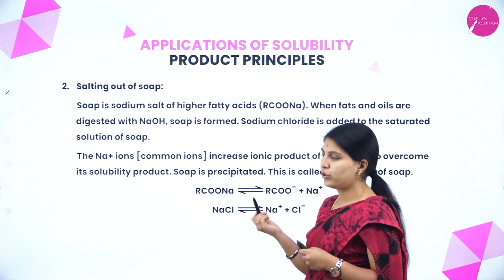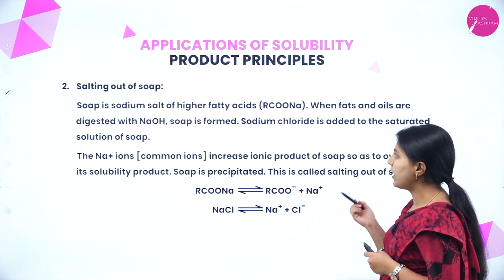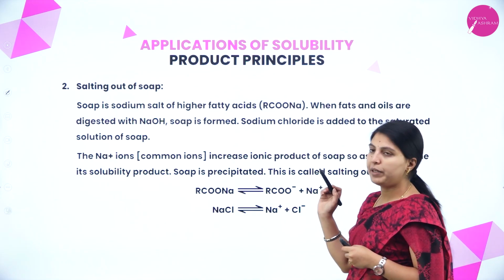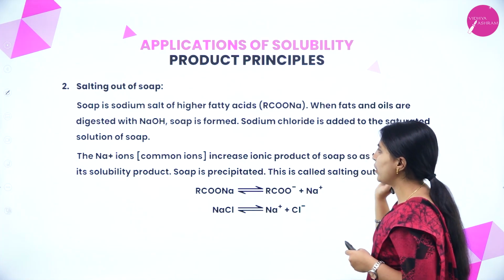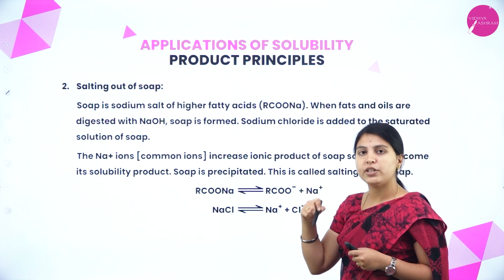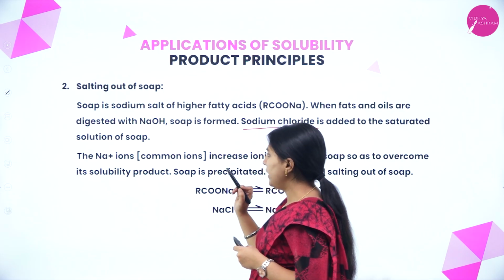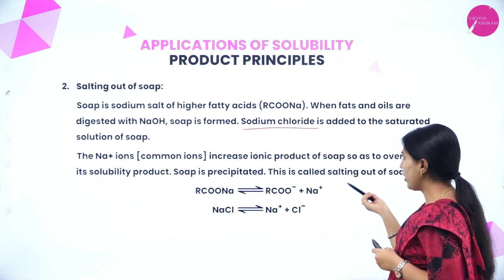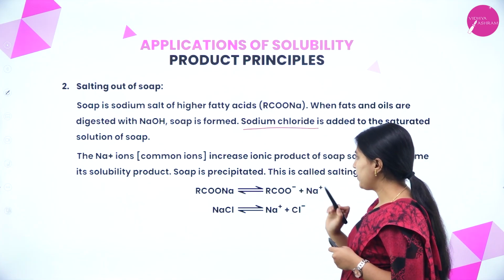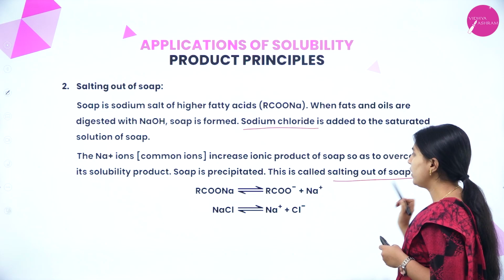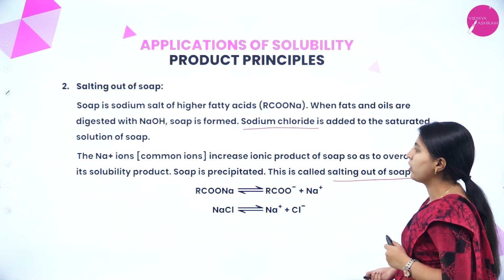Next, salting out of soap. Soap is the sodium salt of higher fatty acids. When fats and oils are digested with sodium hydroxide, soap is formed. You know how soap is formed. Sodium chloride is added to the saturated solution of soap. Na plus ions increase the ionic product of soap so as to overcome its solubility product. Soap is precipitated. This is called salting out of soap.